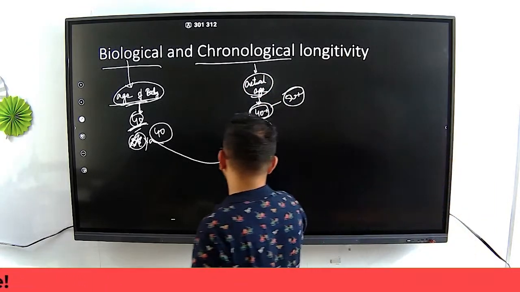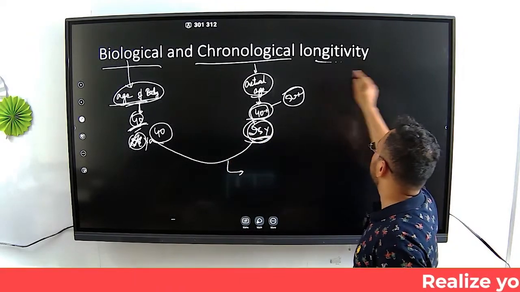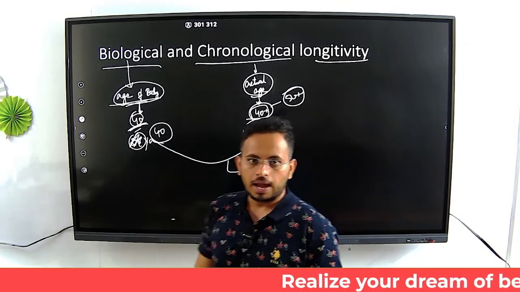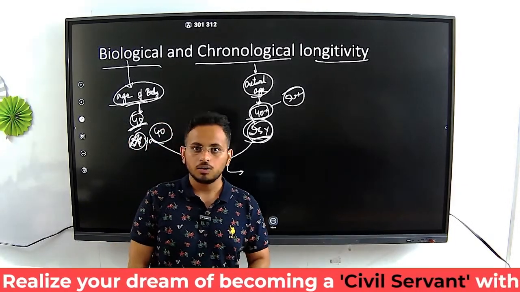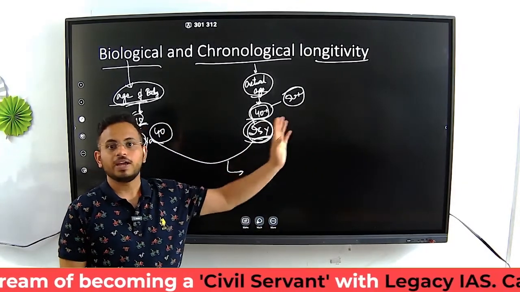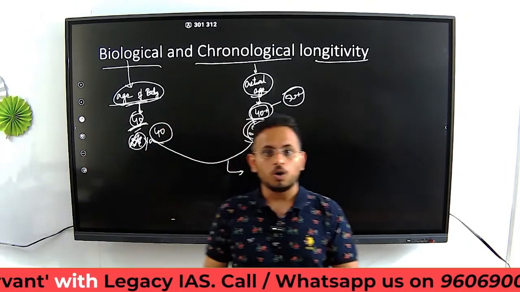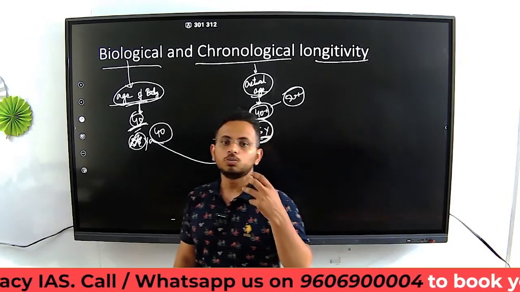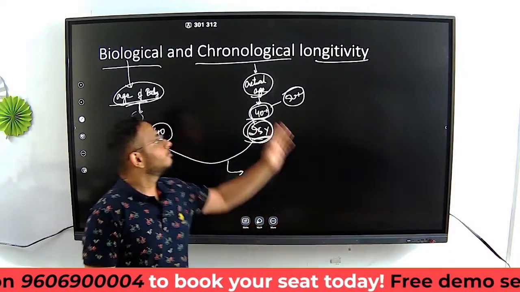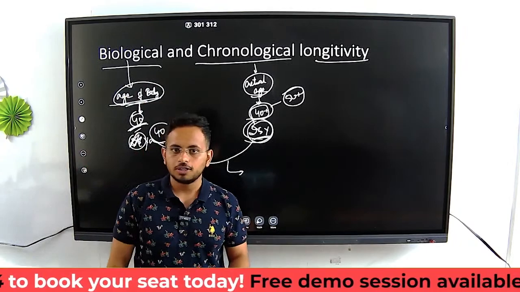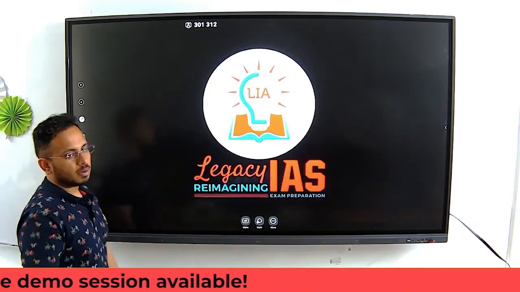So finally you will have to come to a conclusion: if you want to stay alive for a long time, that is longevity, what is something that you should do? There are case studies from Japan, from Kenya, from Canada where people have crossed the age of 80s or 100s and they're healthy. What is their lifestyle? What is their cultural belief? What is their cultural setup that is making them stay alive for so long? This is something that you will have to write in your answer for this particular question on biological and chronological longevity. So with this, we have come to the end of the video.